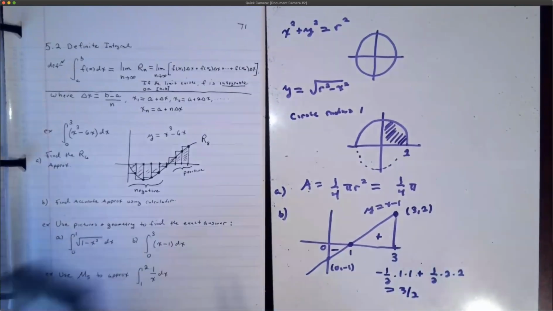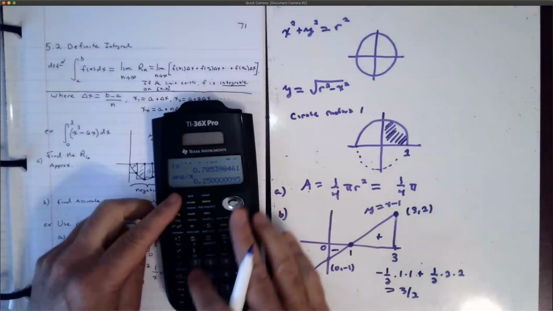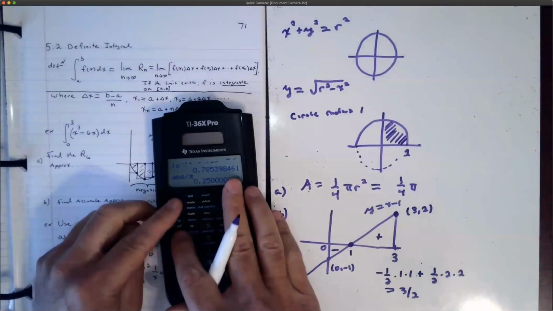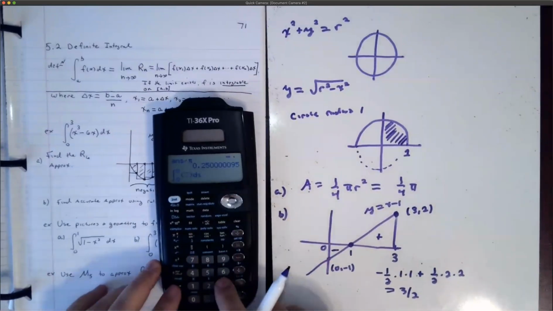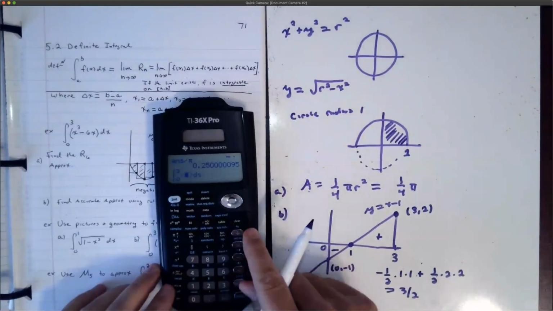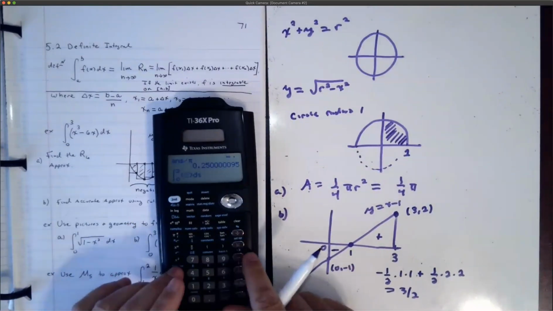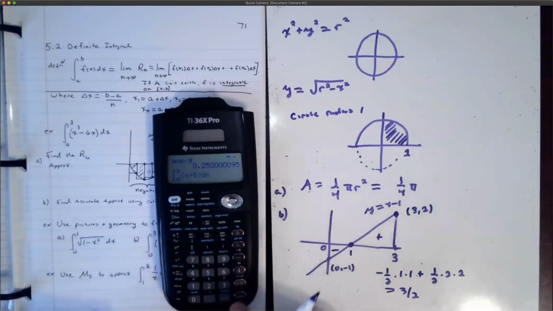And once again, you could check your work in the calculator. Always a good idea to check your work if you can, especially on an exam. So 0 to 3 of x minus 1. And it comes out very quickly, 1.5.